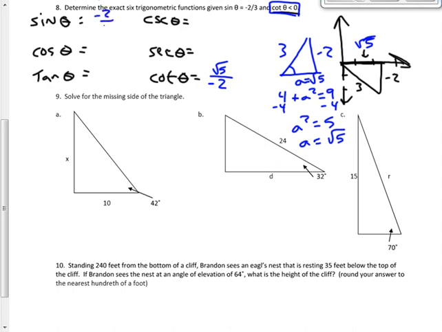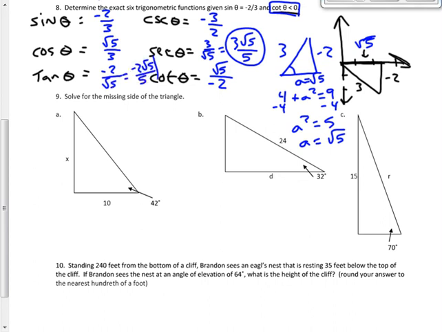So the sine is -2 over 3. And so my cosecant is that flipped over. My cosine is the square root of 5 over 3. My secant is that flipped over, but I have to simplify it, so I end up multiplying both top and bottom by the square root of 5. And so I get this. And then tangent is equal to -2 over the square root of 5. Again, simplifying it, -2 square root of 5 over 5.